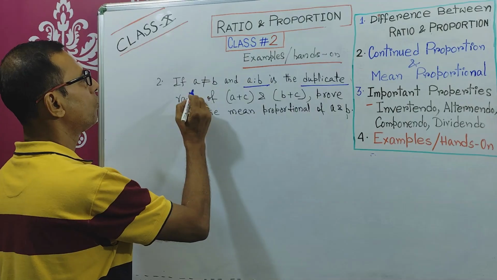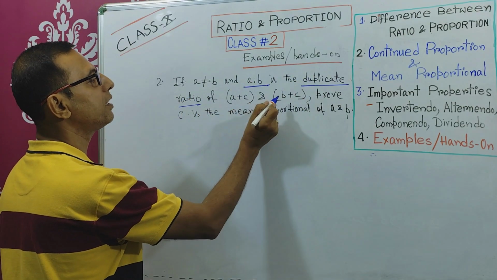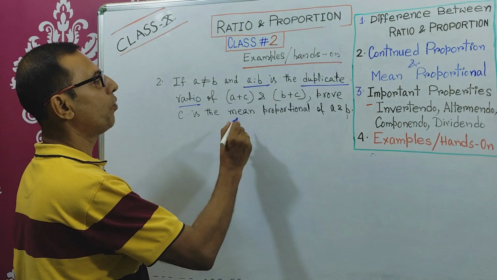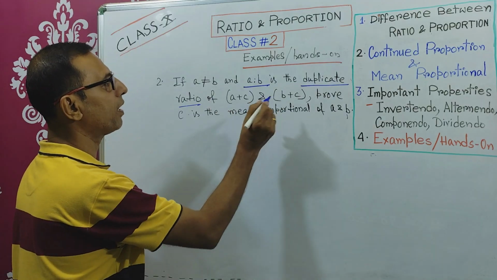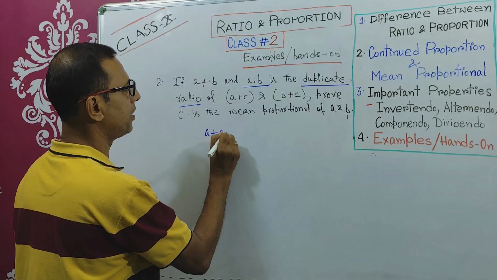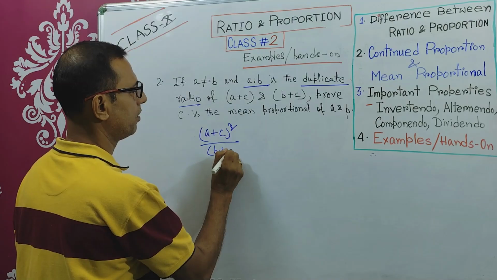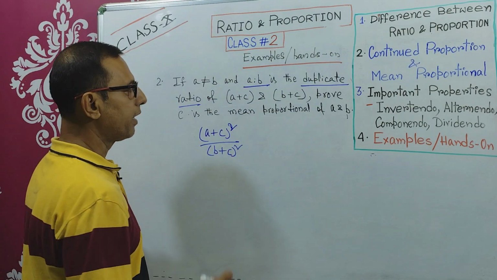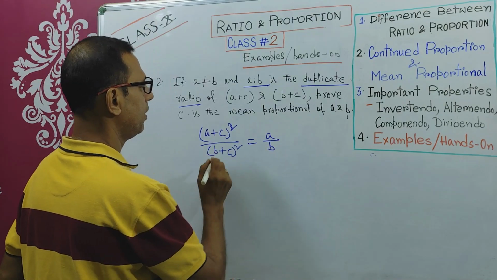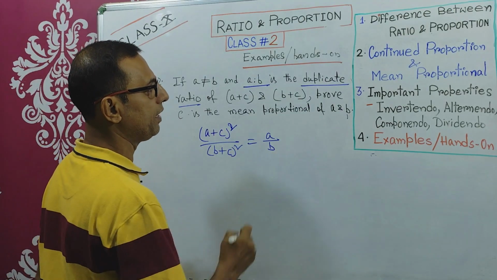So now, what it is saying: A is to B is the duplicate ratio of A plus C and B plus C. So what is the duplicate ratio of A plus C and B plus C? It is A plus C whole square by B plus C whole square. That equals A is to B, it is given. So the given condition is A plus C whole square by B plus C whole square equals A by B.